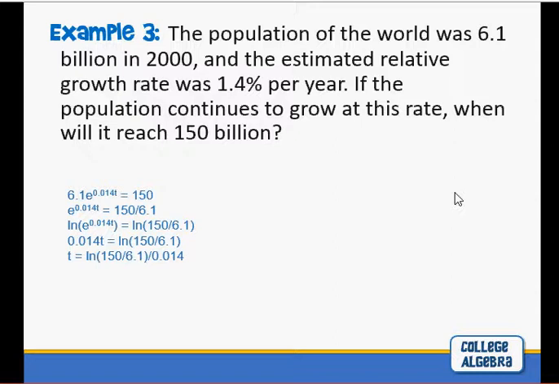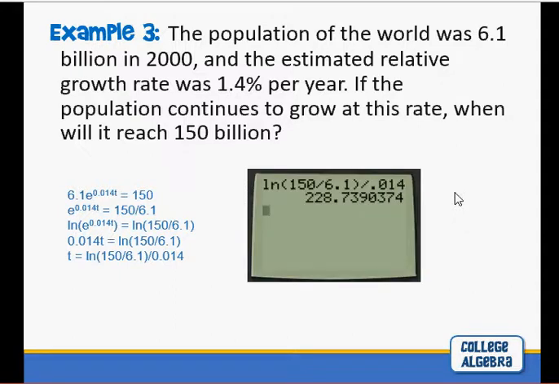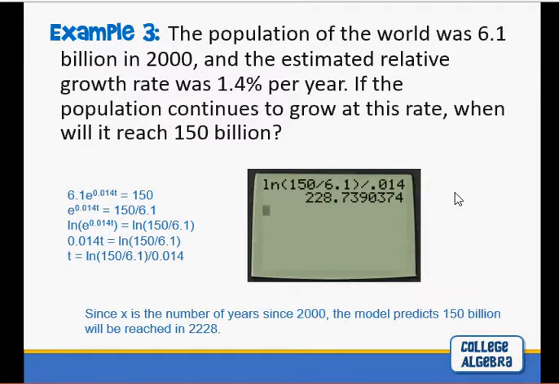And then we have the natural log of whatever 150 divided by 6.1 is, and you divide by the coefficient 0.014, and you'll wind up with your answer, which I did there on the calculator screen. You get 228, so you add that to 2000. This is the number of years since 2000, so sometime during the year 2228, if the growth rate was exponential at 1.4% per year from 2000 on, that's what would happen.